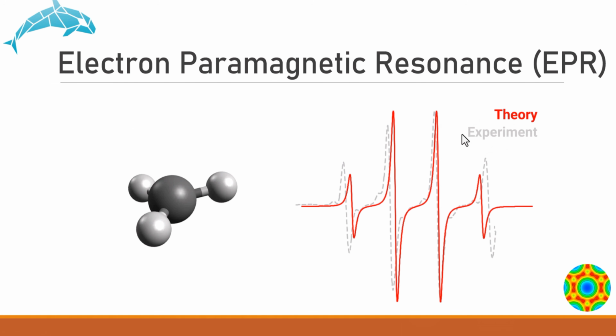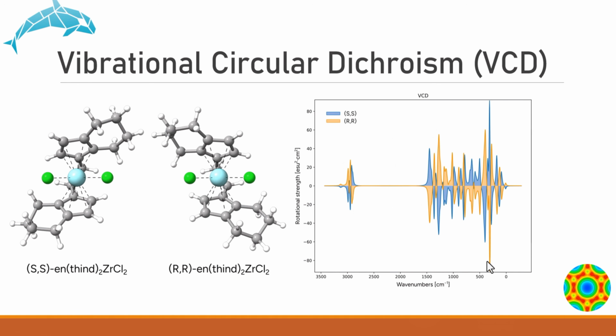And electron paramagnetic resonance, this is the EPR. So we can also do this kind of calculation using this ORCA. So they used here a methyl radical. They got this kind of spectra. So the red color is the theory. So this gray color is the experiment. So it's nearly matching with that experiment. So we can also do different kinds of examples to get the electron paramagnetic resonance.